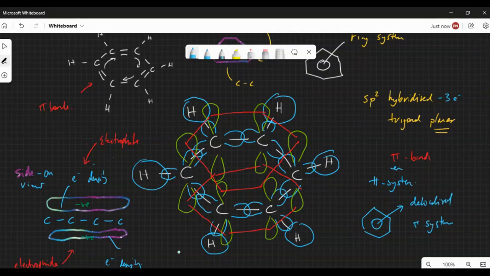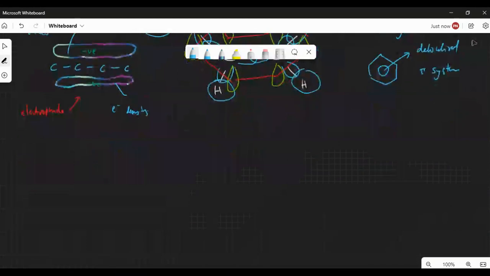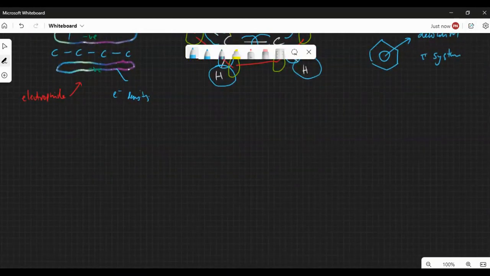All right, so that's that. I won't do too much more today because this is quite complicated already. So let's have a look then with benzene at substituent groups. These are things that are on the benzene.